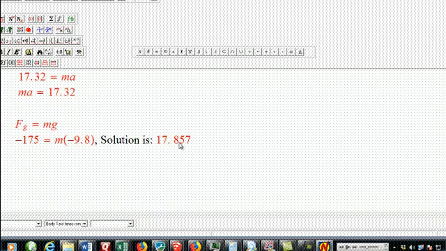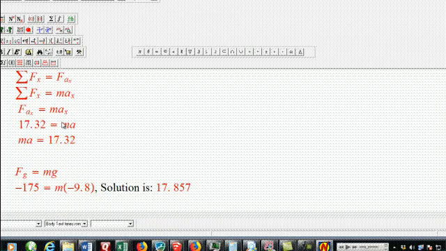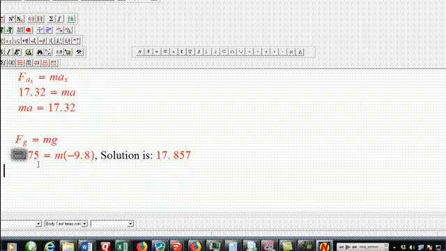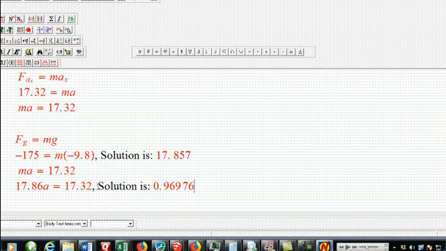For the mass. Now go back up here. You know the FAX component was 17.32. ma equals 17.32. So now we're going to copy this, bring it down here, Control V, hit enter, Control V, and in place of mass, I'm going to put in 17.86 because we're going to round it, right? 17.86. Right?